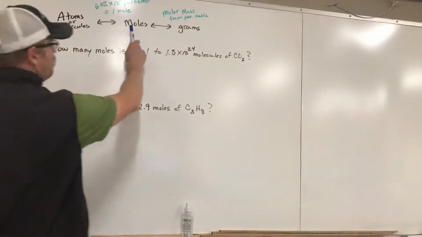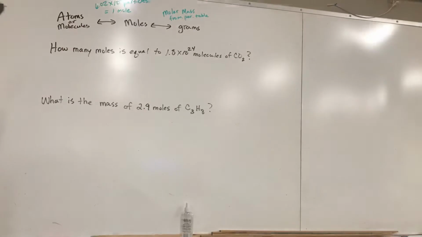Now, if we're trying to go from moles to grams, which is mass, we're going to be using the molar mass from the periodic table. Okay, and that's the atomic mass that you see for each element. Now, this is just a quick refresher on how to set these up because it's real easy to get them confused.